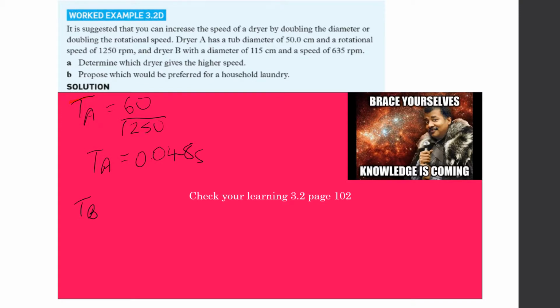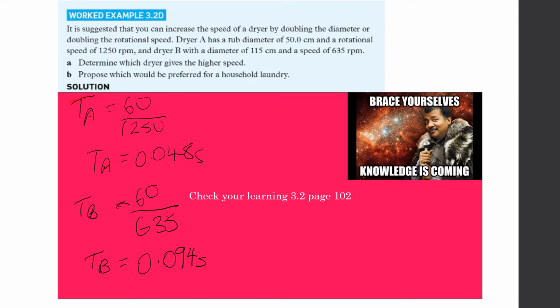Again, we're in revs per minute, so the time is going to be 60 seconds over the number of revolutions, which is 635. Plug that into your calculator, and we get a period for B of 0.094 seconds. Now we need to put that into the average speed or average velocity equation.